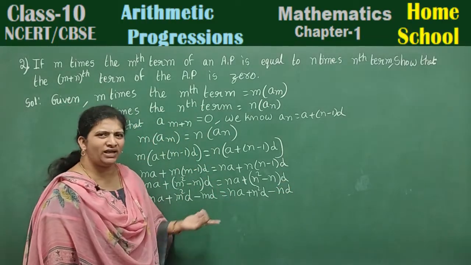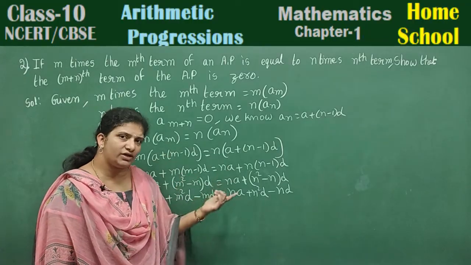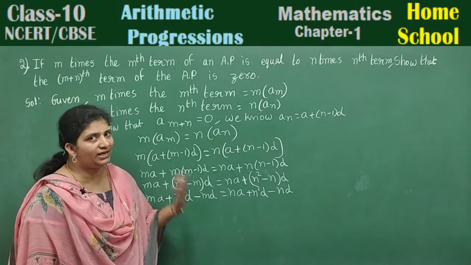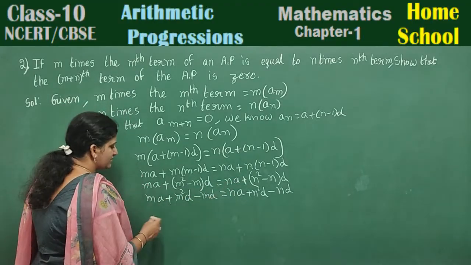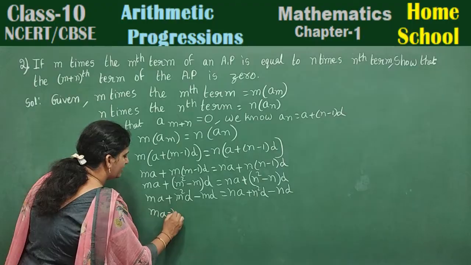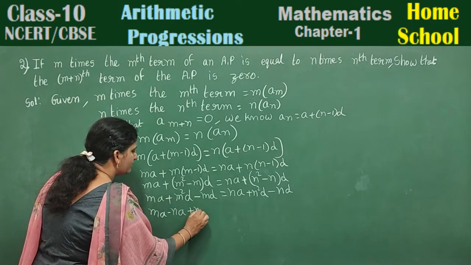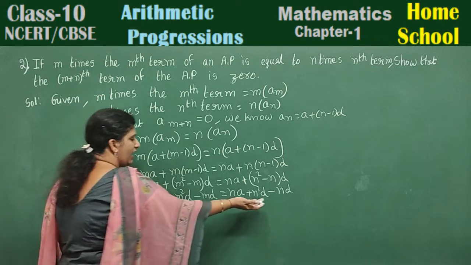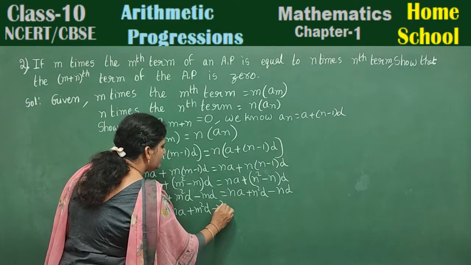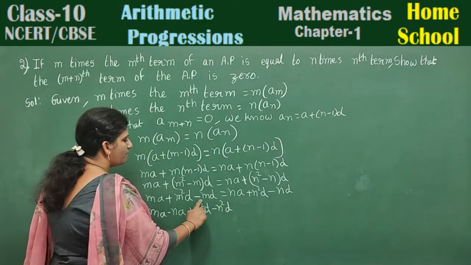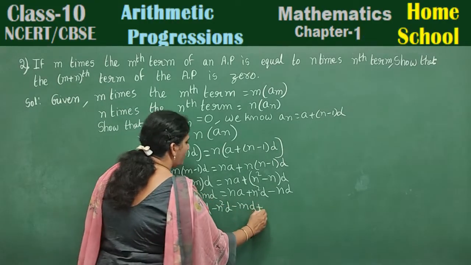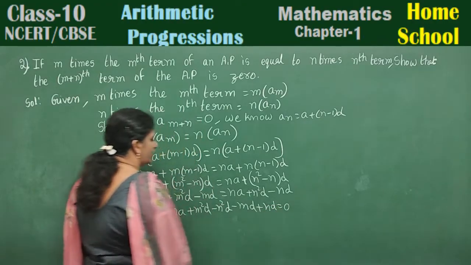This problem we can do in many ways. Either here itself you can convert into a different method, or you can split like this and then bring all the terms to one side and then solve. Bring all those to this side. Ma, I take na this side, minus na, plus m square d, and take this n square d to the other side, if it is transposed, minus n square d, minus md, and this minus nd brought this side, plus nd is equal to 0.